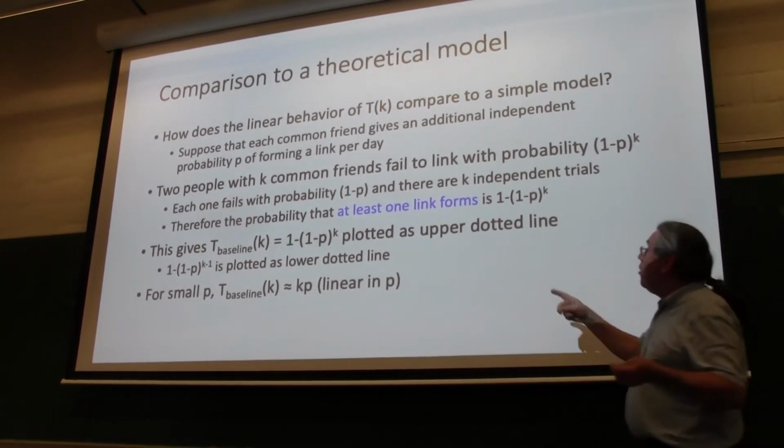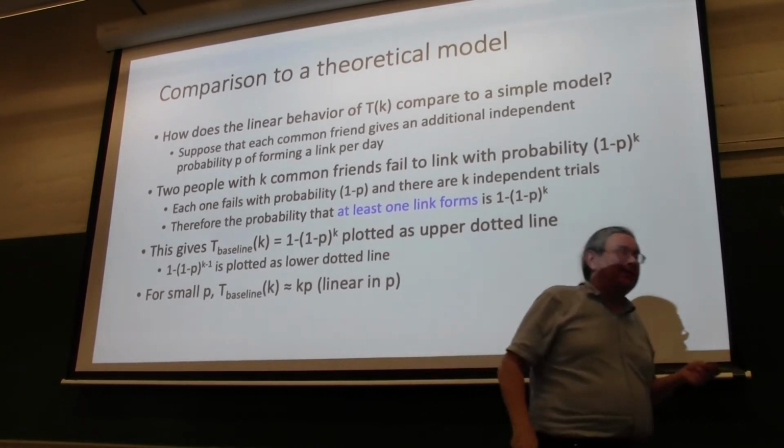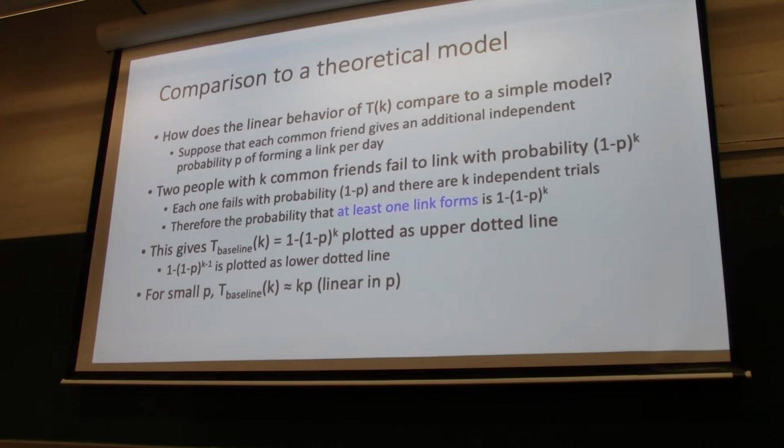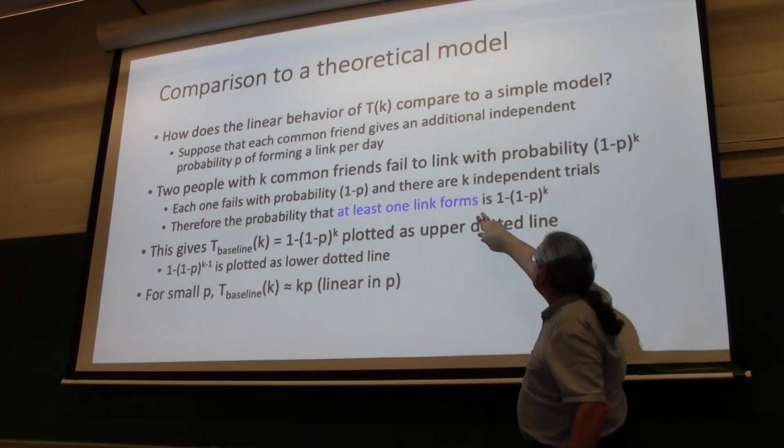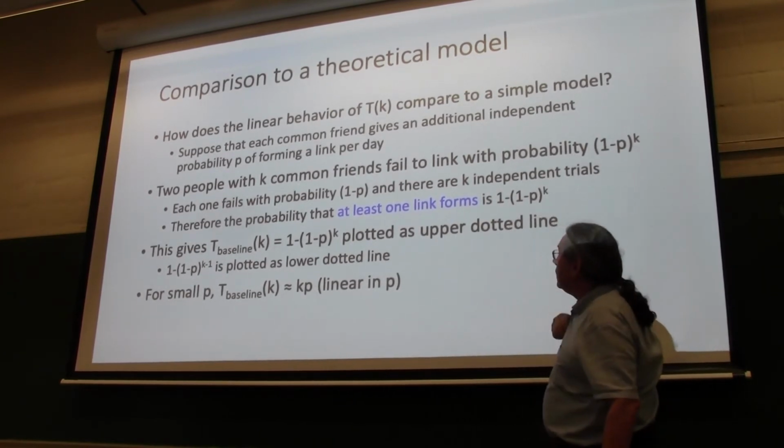Because I want to know the probability for at least 1 link. So at least 1 is the opposite of 0, the complement of 0 links. So that's why I'm doing it this way. The probability that at least 1 link forms is 1 minus this, 1 - (1 - p)^k.